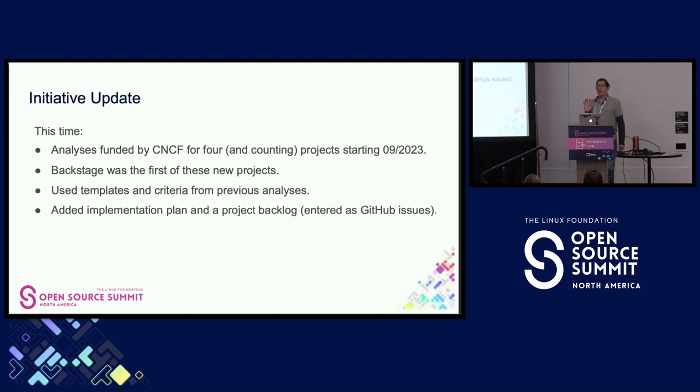So I did that, and one of the things that we did, as we were doing this first project, the Backstage project, was to add an implementation plan onto the end of what the previous project had done, and then go beyond that and create a project backlog. And what this backlog amounts to is a bunch of issues in GitHub in the documentation itself for, in this case, Backstage, that contributors can come and take on and improve the documentation.